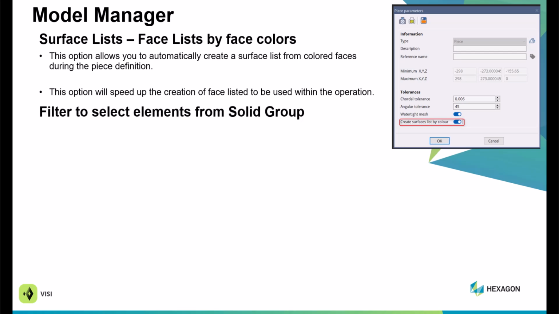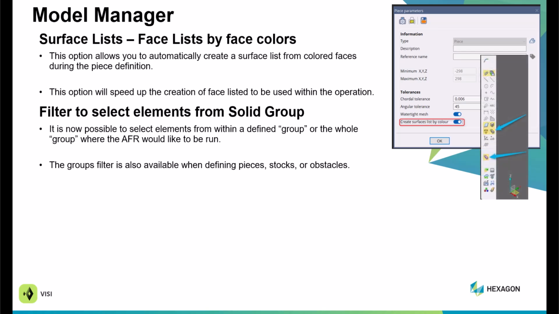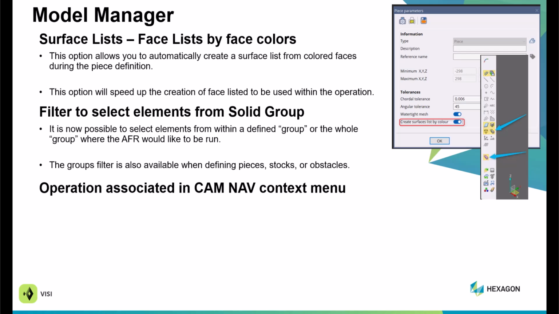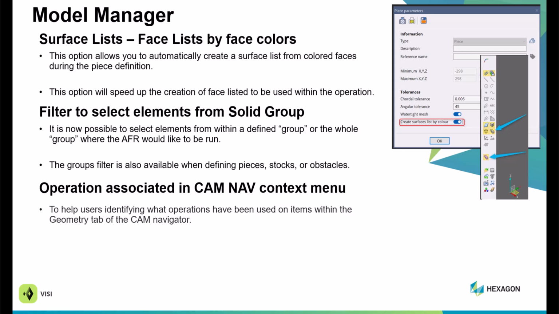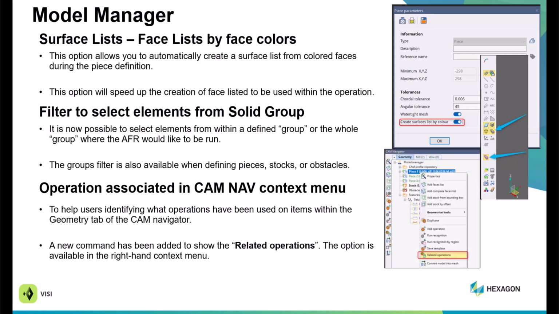Filtering to select elements from a solid group. It is now possible to select elements within a defined group or a whole group within the feature recognition. The group is also available within defined pieces, stocks, and obstacles. And Operation Association within CAM Navigator, the context menu, has been updated to add a helpful user interface within the Geometry tab. This also shows any related operations within the right-hand context menu per piece as well.